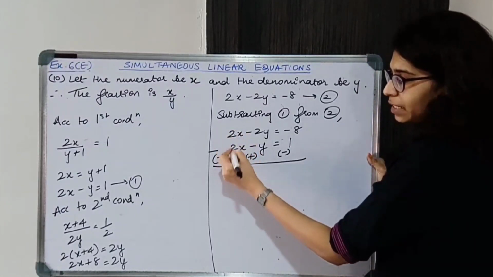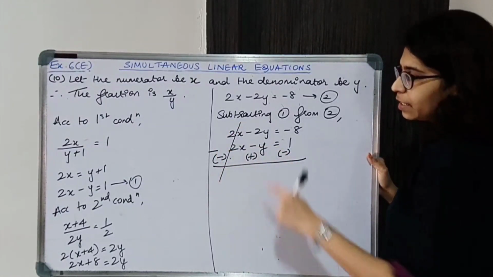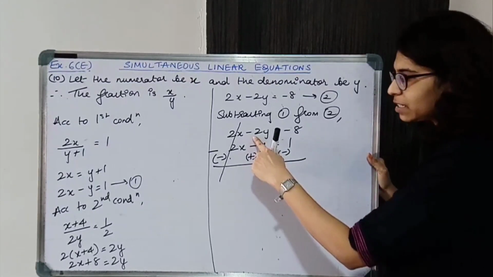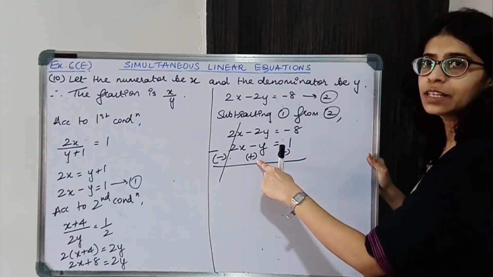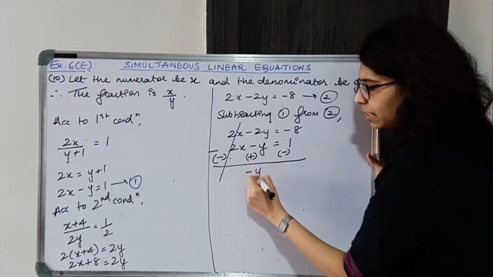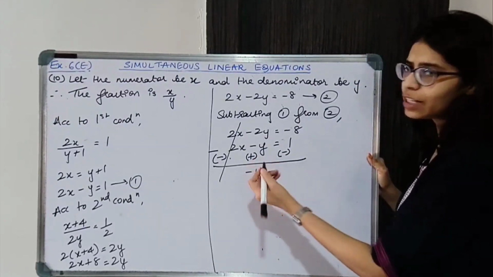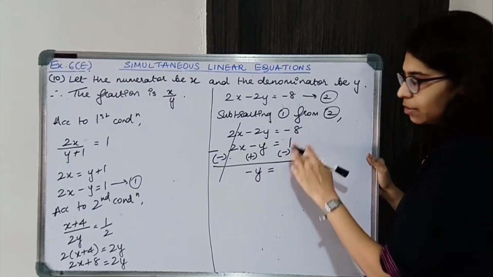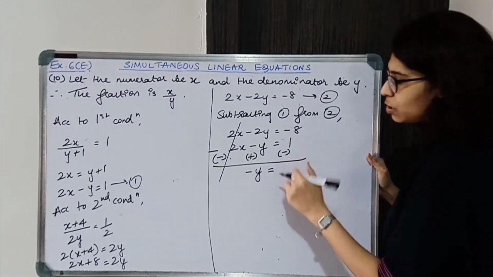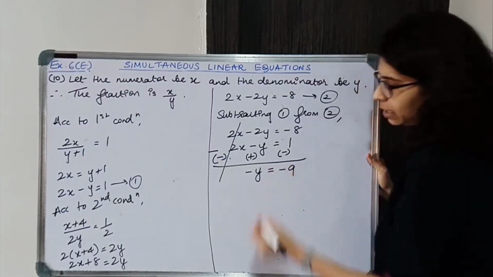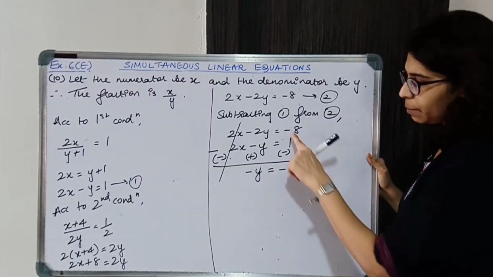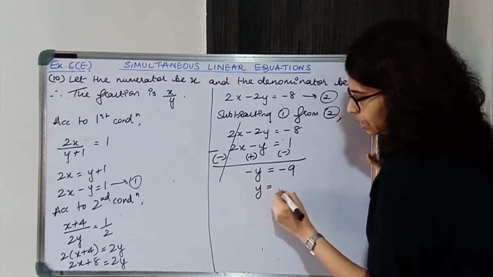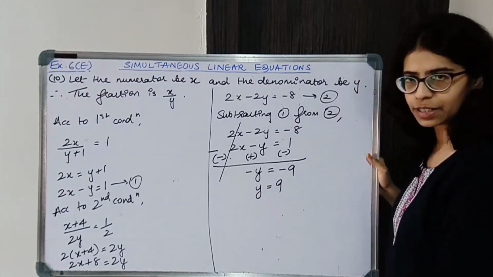Now 2x minus 2x cancels, minus 2y plus y, minus 2 plus 1 will give me minus 1, that is minus y or minus 1y. Minus 8 minus 1, so this will give me minus 9. Okay, minus 8 minus 1, so y is equal to 9.